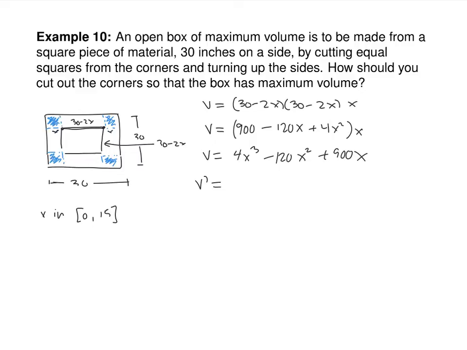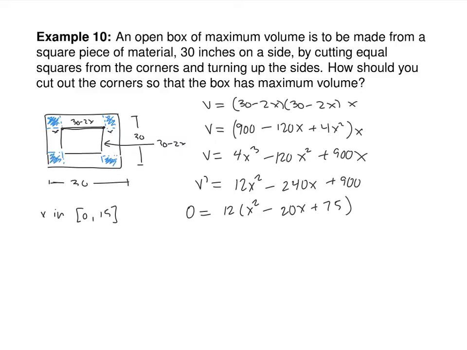So V prime is 12x squared minus 240x plus 900. I hope we don't have to use the quadratic formula. 0 equals, does 12 go into 900? How many times? Great. X squared minus, it's going to be what? 20x plus 75?